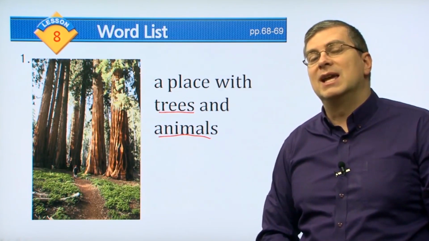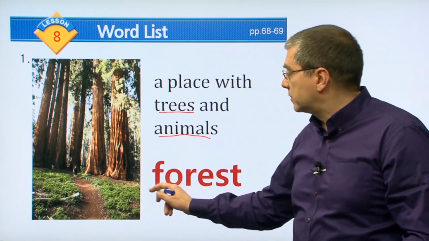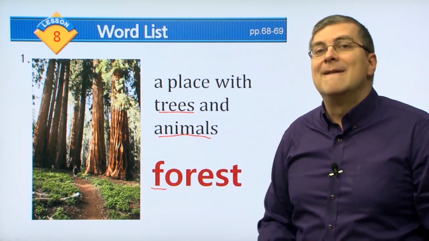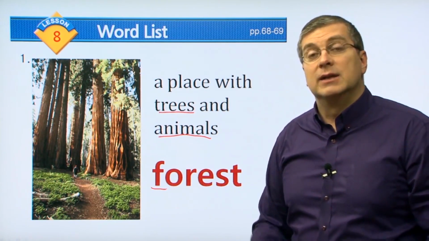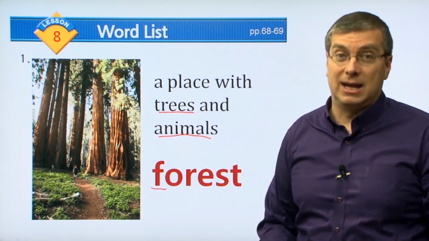Starts with an F. Of course, it is a forest. When you say forest, remember with the F, your teeth are on your bottom lip. Forest. So this is a forest. A place with trees and animals.